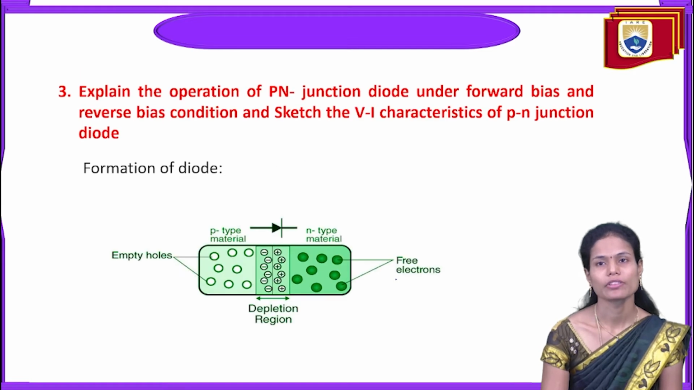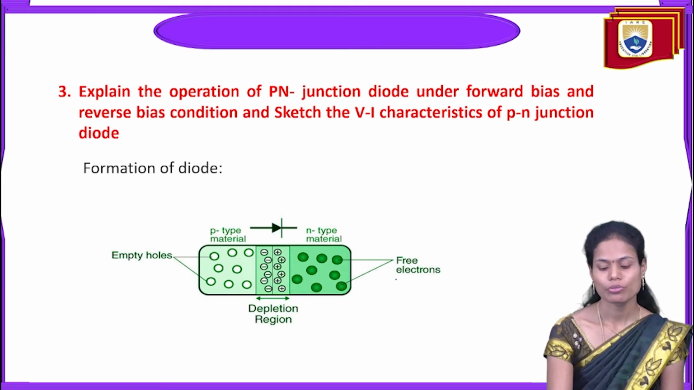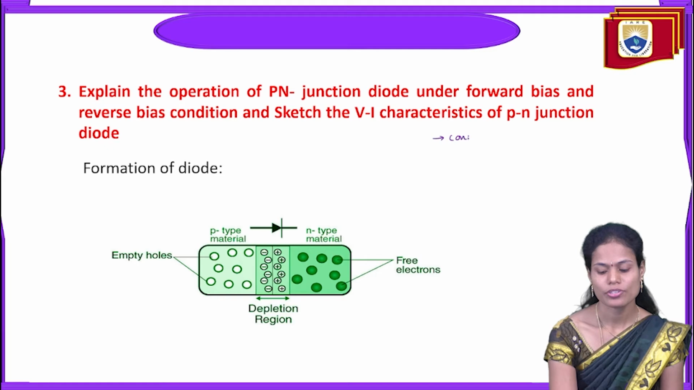And next, explain the operation of the PN junction diode under forward bias and reverse bias condition, and sketch the VI characteristics of the PN junction diode. So in this case also, we need to write the points, the construction of the diode.